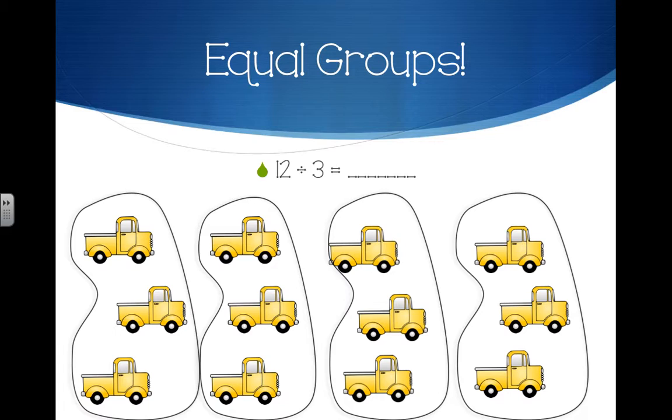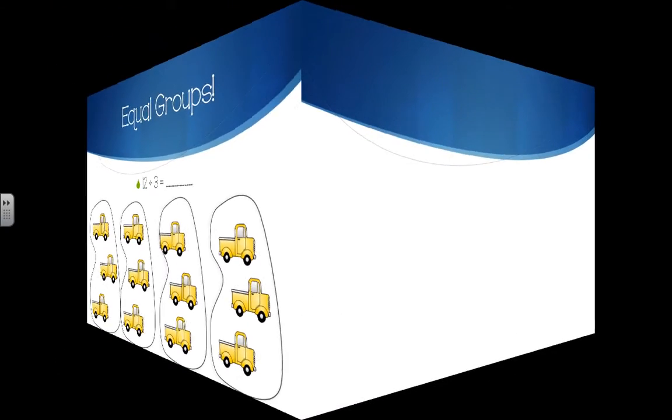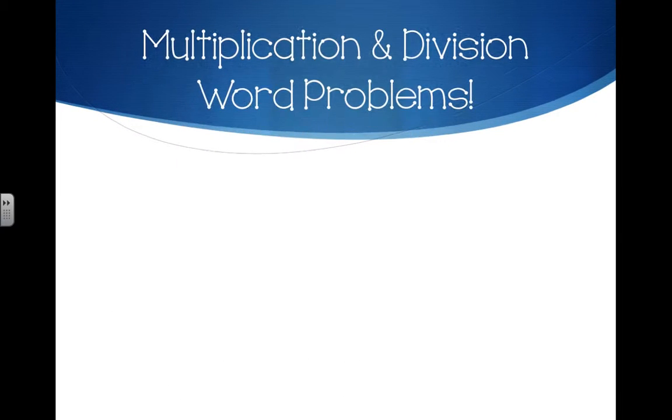Here are our 4 groups of 3. There are 3 yellow trucks in each group and 4 total groups. So our quotient is once again 4. Now we're going to move on to some word problems.